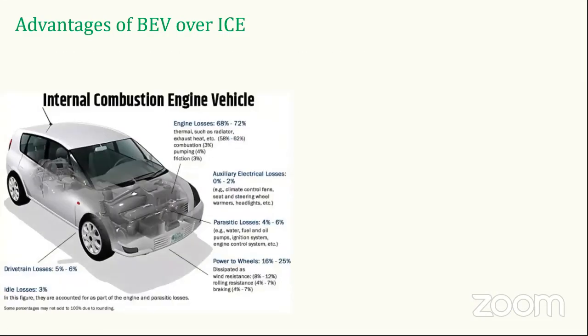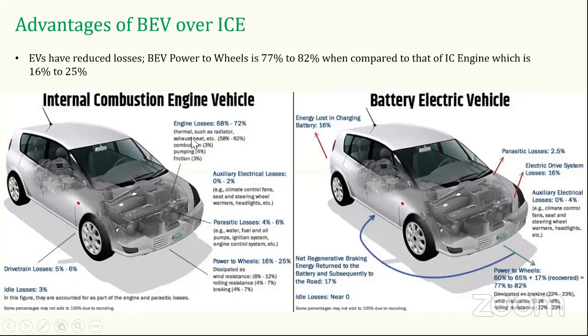So the next advantage is on the losses. As you could see, for the internal combustion engine, the total loss contributes 68% to 72%, right from the idling losses to the power to wheels. Engine losses are there. But if you take the electric vehicles, the power to wheels is actually 77% to 82% available when compared to that of the IC engine, which is only 16% to 25%. So the losses are greatly reduced because of fewer components, as we reviewed before.